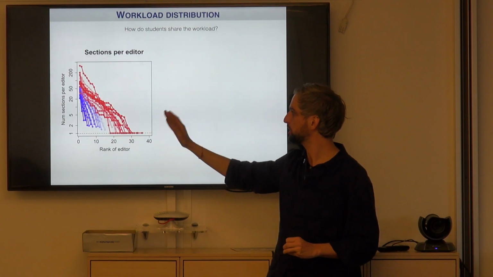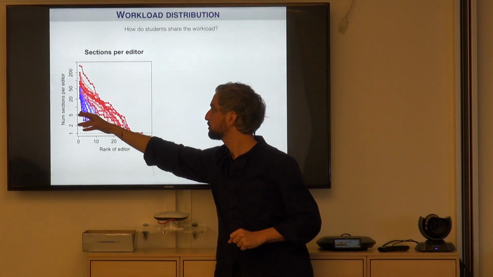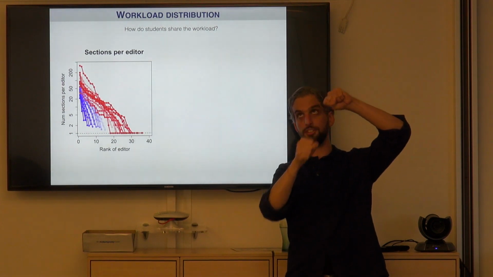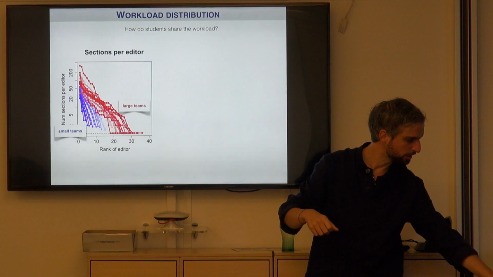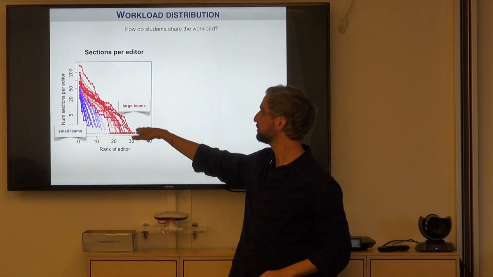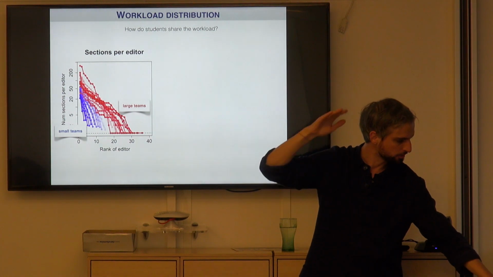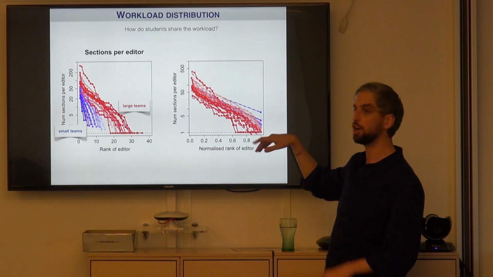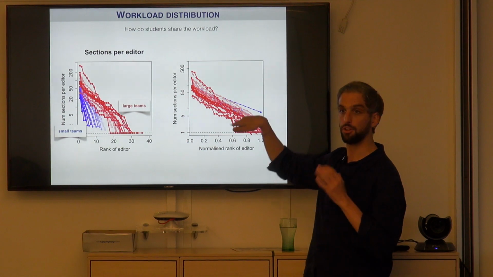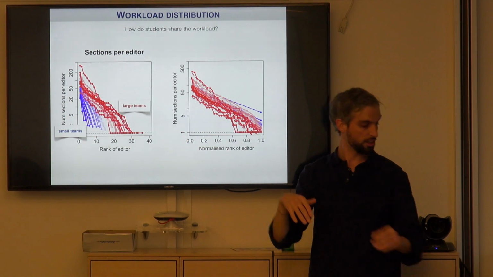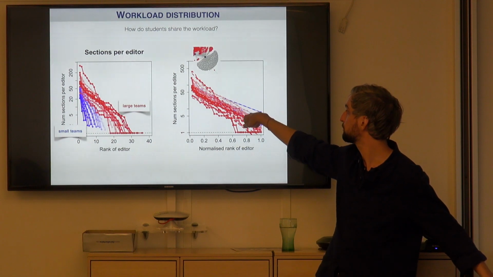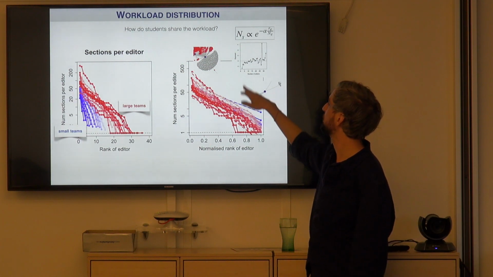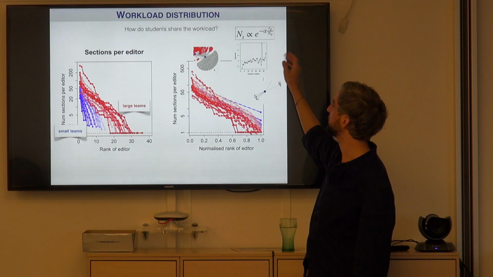So we did that for teams of different sizes. From size 2 to size 36, each line is an average over teams of that given size. Blue is the smallest team and red is the largest team. The reason I logged the y-axis is because there's an exponential decay. If you take into account the differences of team size and normalize the rank of the editor, you see that all these team sizes collapse on one exponential line, and the exponent of these lines is pretty well conserved, especially for teams above size 10.